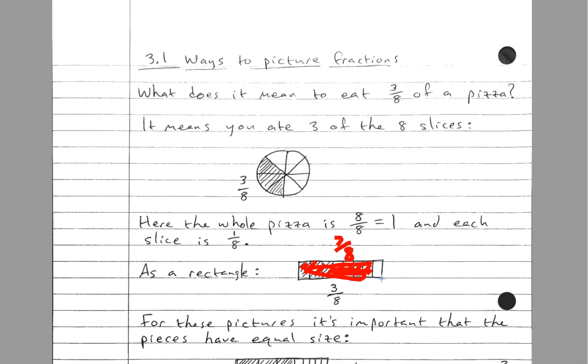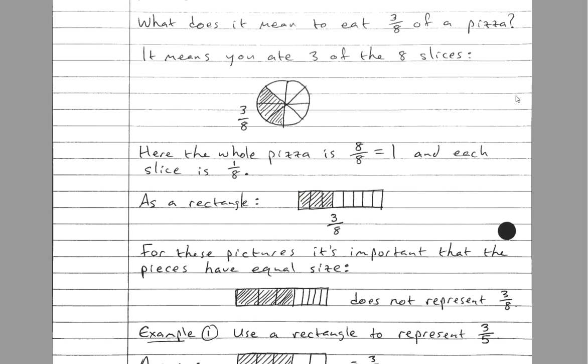Just leaving one not shaded in. Okay, so I don't know if that makes sense. And yeah, so for these pictures, it is important that the pieces have equal sizes. I've broken this rectangle into 8 pieces, but not all the same size. So now it doesn't work.